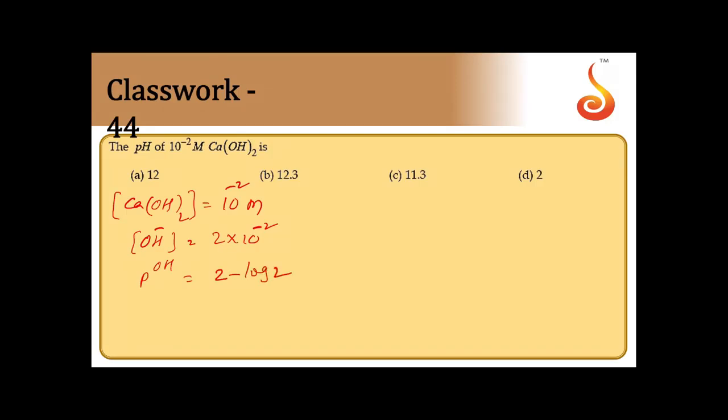So 2 minus log 2, which is equal to 2 minus 0.3010, which is equal to 1.699. The value of pOH. Now from there we can find out the pH value. pH is equal to 14 minus pOH. Means it is 14 minus 1.699, which comes to 12.301.